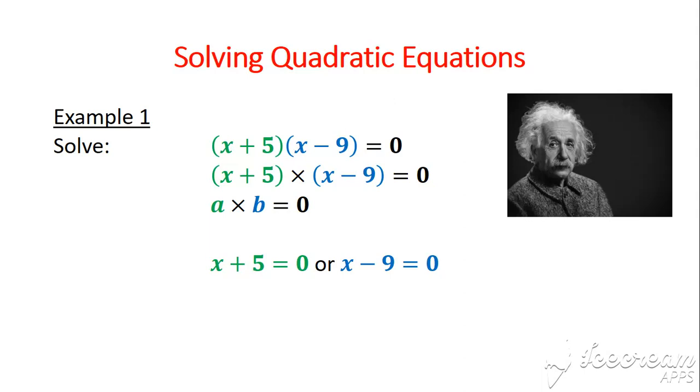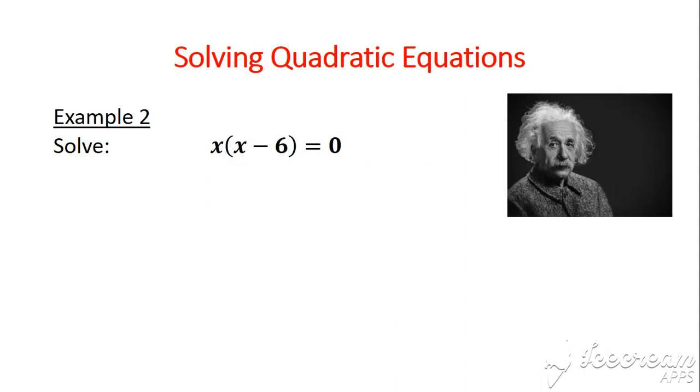When we look at the first bit, the solution is negative 5. And when we look at the second bit, the solution is positive 9. So our final solutions are negative 5 and positive 9. Now you may have done that a lot quicker without all my working by realizing if I see a plus 5 in brackets, the solution is negative 5. And if I see a minus 9 in brackets, the solution is positive 9.